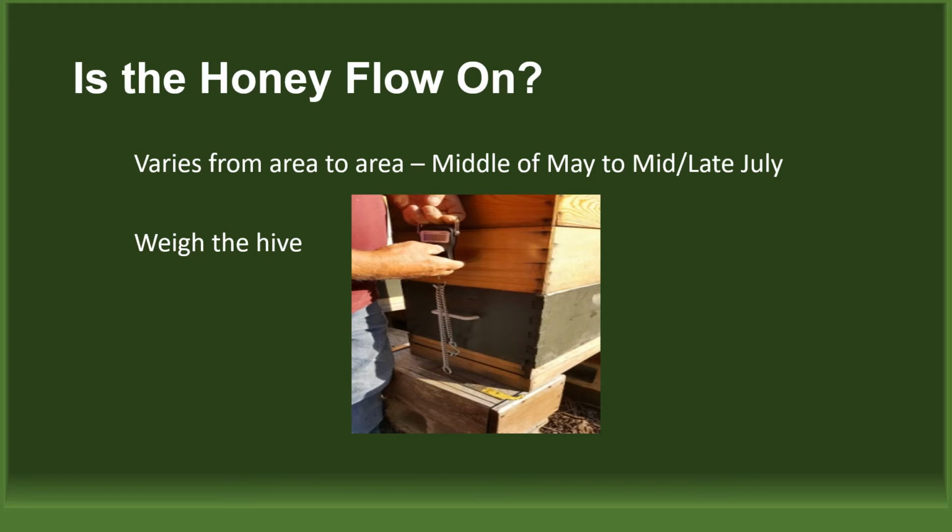Because we can't really see the bees bringing the nectar in, the only real way to know when the nectar flow is on is to weigh your hive. This is done by monitoring the weight of your hive as it grows. At the beginning of the nectar flow, you will notice that the hive will significantly gain weight and that the flow stops when it plateaus and begins to lose weight.